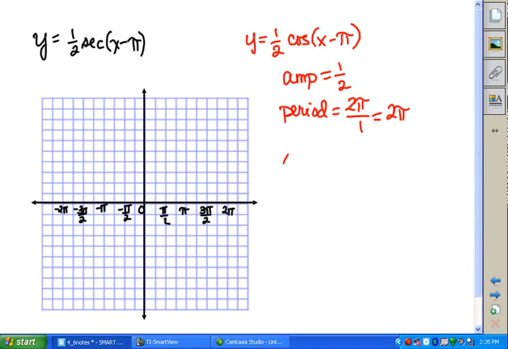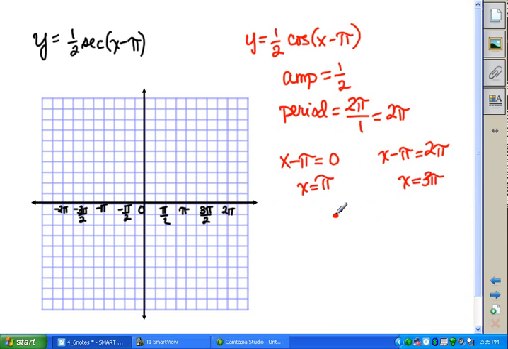We know that the period begins when x minus pi is equal to 0, and it will end when x minus pi is equal to 2 pi. So that means that it's going to begin at x is equal to pi, and it will end at x equals 3 pi. Do you remember that pi is called the phase shift? So what's going to happen there between pi and 3 pi?